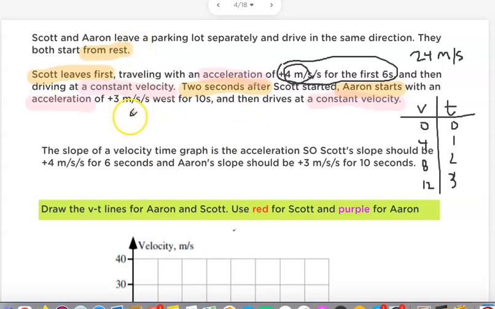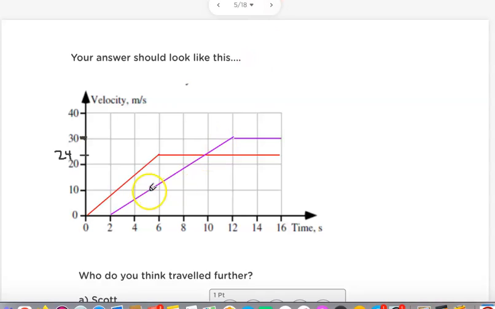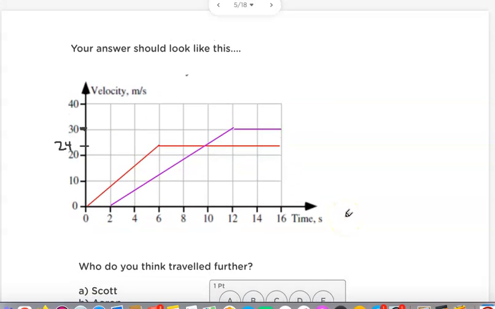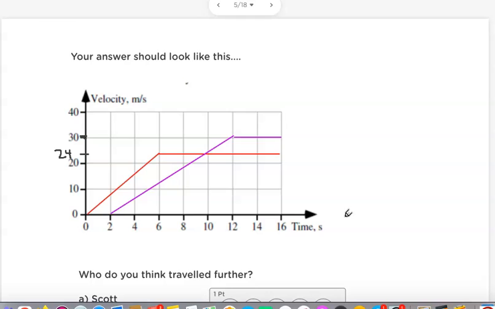So that means for Aaron right here, he's going to make it to a velocity, I should say, of 30 meters per second. 3 times 10. All right, so that's how I knew I got to 24, and this got to 30. We have our accelerated piece, where the velocity's, in this case, increasing, and we have our constant motion piece on each.